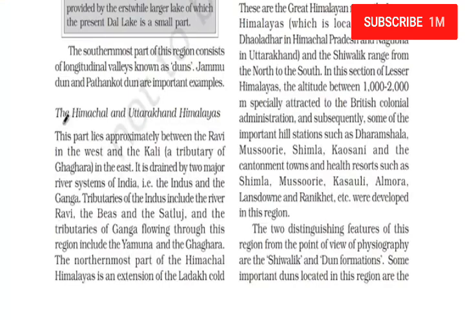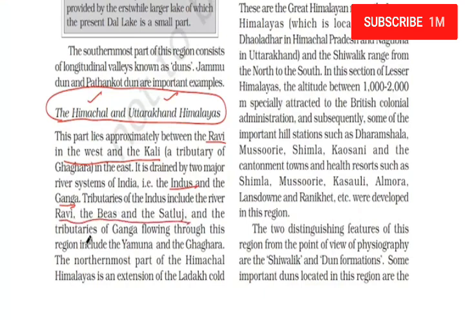The next important thing that you need to observe is with respect to the Himachal and Uttarakhand Himalayas. This part is between the Ravi river in the west and the Kali river, in between Himachal and Uttarakhand. So we call it Himachal or Uttarakhand Himalayas. It is drained by both Indus and the Ganga. The tributaries of Indus, that is Ravi, Beas and Satluj, and tributaries of Ganga, that is the Yamuna and Ghaghra, usually flow in this region.